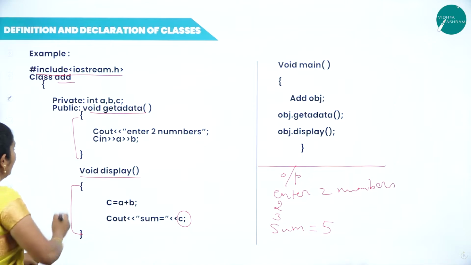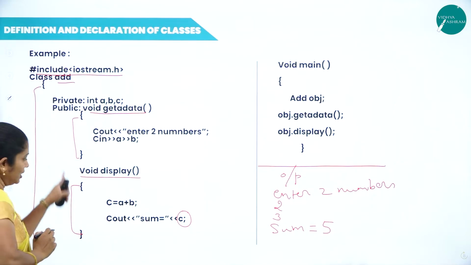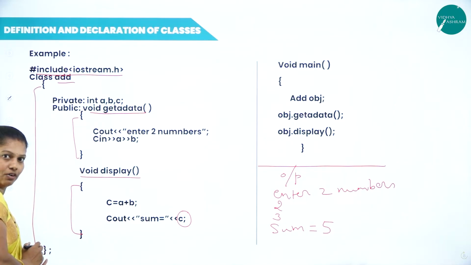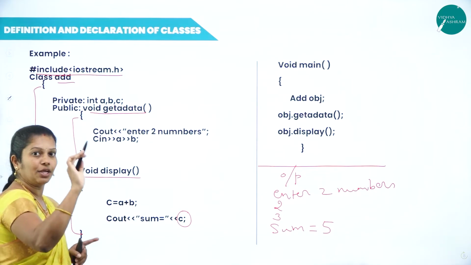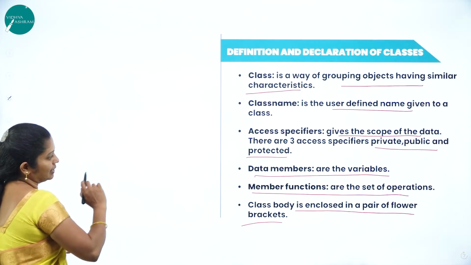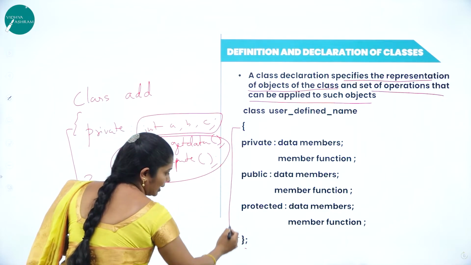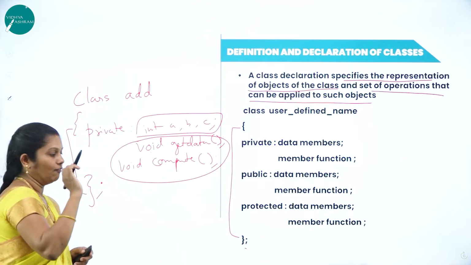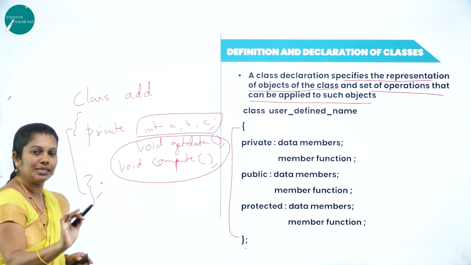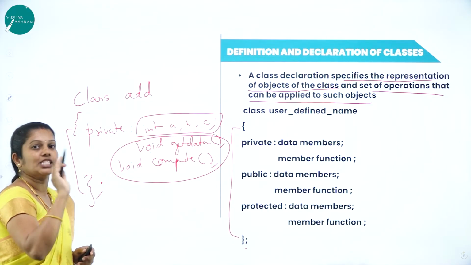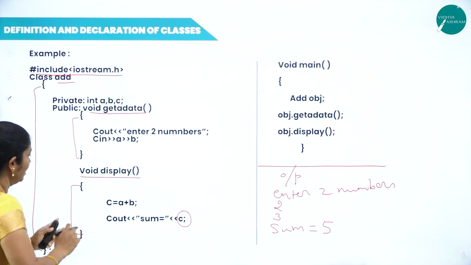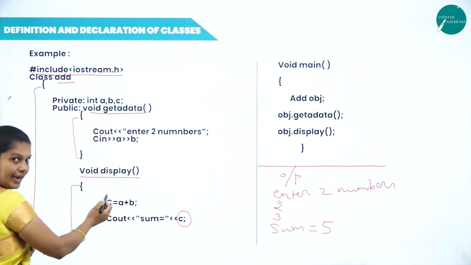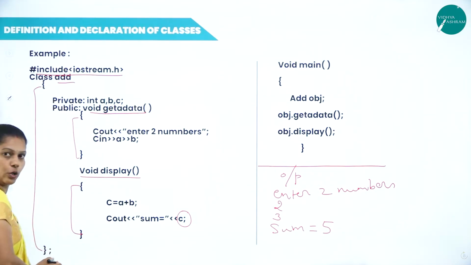Then afterwards, here we are closing the class. To close the class, we have to put a curly bracket, then one semicolon. If you observe the syntax, to close the class we need one curly bracket, then at the end one semicolon. When you write the semicolon, it means that the class is closed. Now see here, two functions, getData and then display. Then later on, we are closing the class.